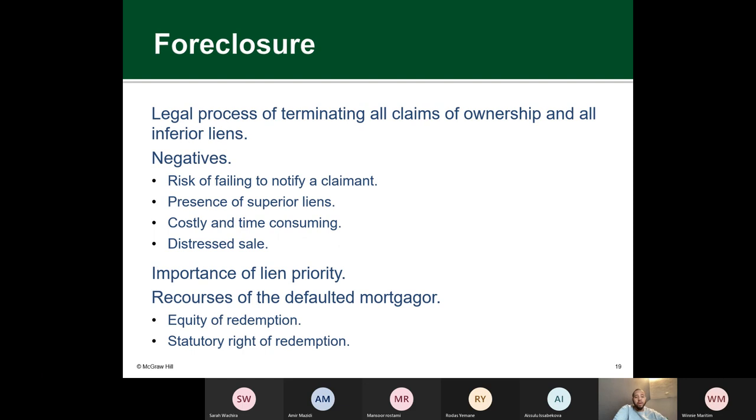Right? So foreclosure is the legal process of terminating all claims of ownership and all liens. A negative is the potential of not notifying someone that you're foreclosing on the property. It's a long time to actually get done, distressed, right? And there's lien priority, which starts with whoever I owe. There's a natural order of how I pay off those debts, right? And it's a long time to get back from a foreclosure. It's one of the things that we're expecting this market to create just because of high prices and things like that. So it's going to be a lot of situations that people don't really want to deal with.